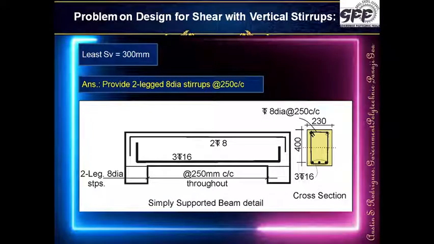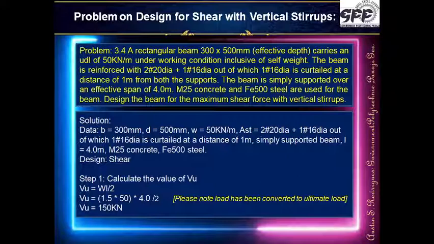So after having done the previous problem, let us see another type of problem in the design for shear with vertical stirrups. Now the third problem goes like this. The fourth problem, in fact 3.4: the rectangular beam has dimensions 300 mm and 500 mm effective depth. It carries a UDL of 50 kilonewtons under working condition. It is inclusive of the self weight.